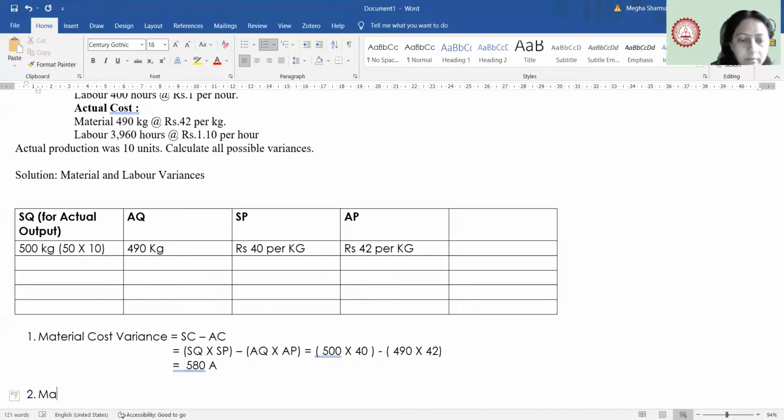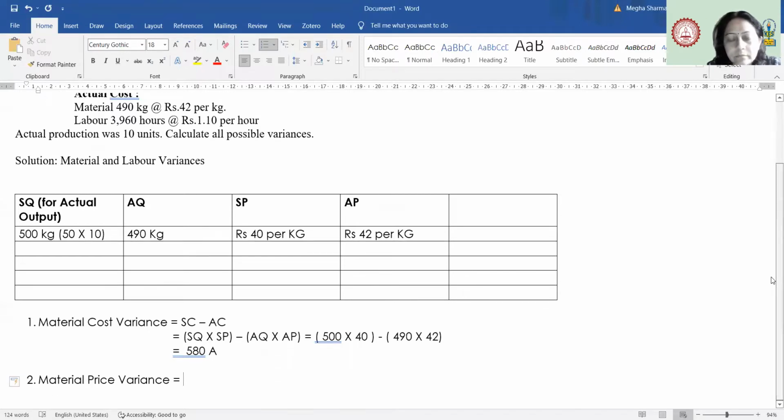Now the second variance. Second is which one? Material price variance. Now tell me what is the formula for your material price variance? In material price variance, definitely you will compare prices. You are going to compare your standard price with the actual price. So what is your formula? Actual quantity multiplied by standard price minus actual price. Place the values in your formula.